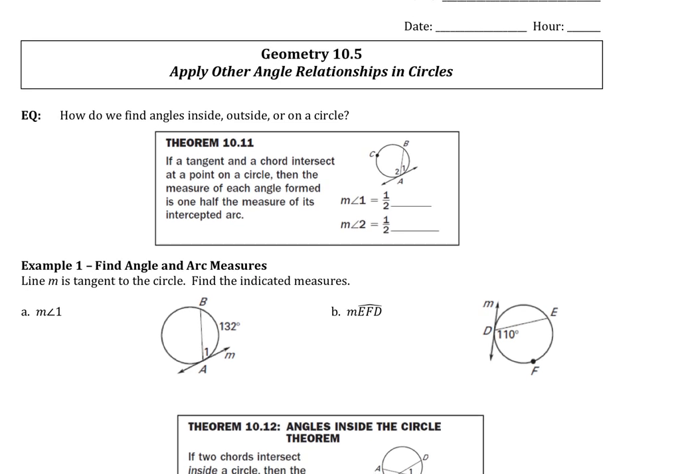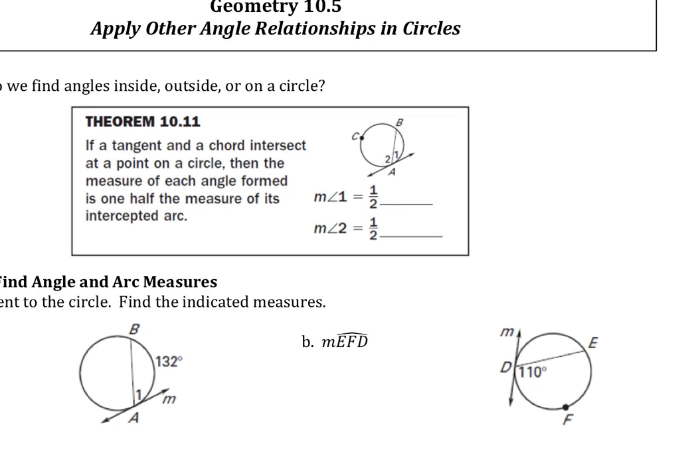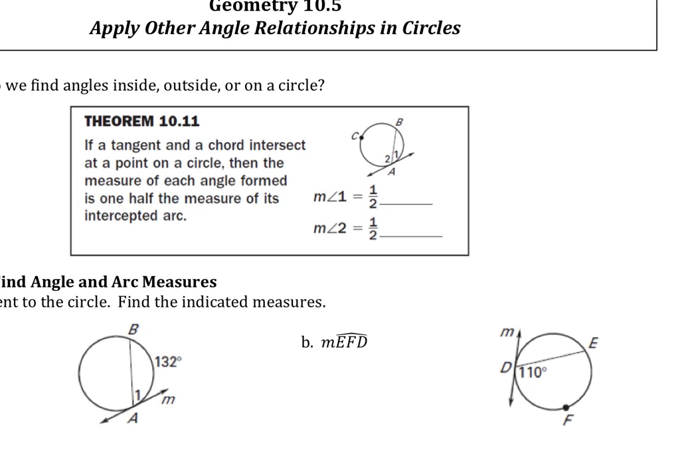So in this theorem, kind of like when we have an inscribed angle, similar vibes here. In this box, it says basically, if a tangent and a chord intersect at a point on a circle, then the measure of each angle formed is 1/2 the measure of its intercepted arc. So kind of the same thing we did before.